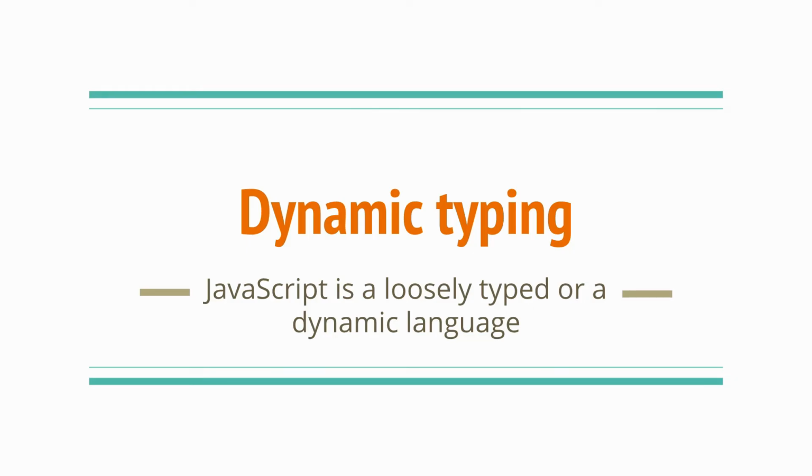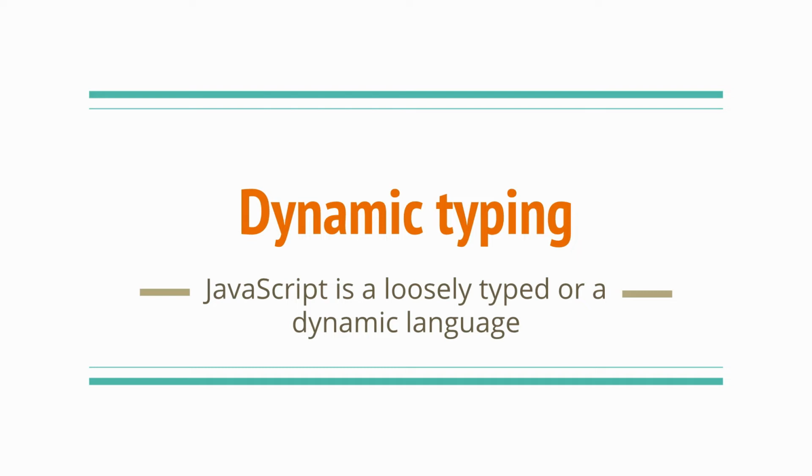Having learned to declare variables, now let's learn about data types in JavaScript. Before learning data types in JavaScript, there is one concept you should know about: dynamic typing. Now, if you don't know, there are two types of programming languages: dynamically typed programming languages or loosely typed programming languages, and the other group is statically typed programming languages known as strongly typed programming languages.